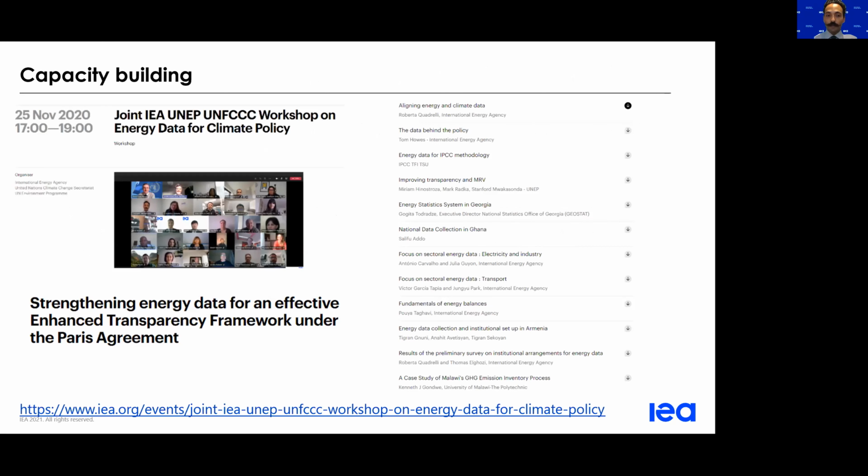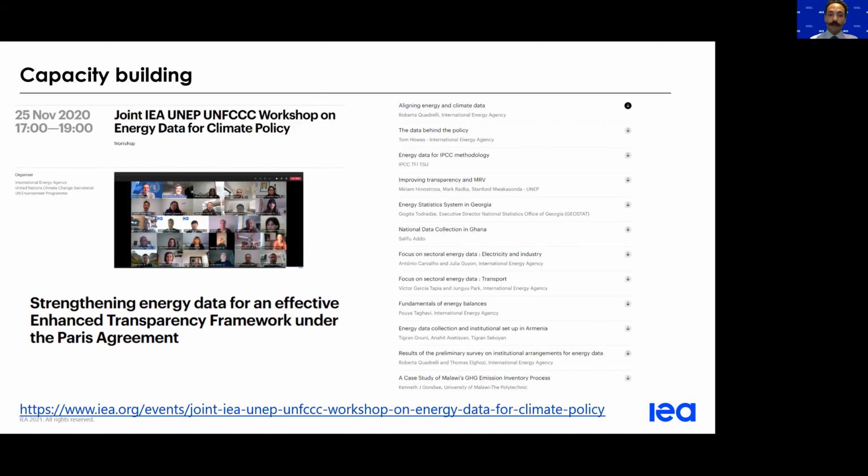Some of the other efforts that we have are capacity building efforts. We held a joint IEA, UNFCCC, United Nations Environment Program workshop on energy data for climate policy last November. The main goal and objective was to discuss with experts from developing countries how to further align the energy data used in the energy sector versus the climate mitigation sector. We have a dedicated page on our website for this workshop, which you can access by clicking on the link. And there are various useful presentations available, which you can easily download and have a look at for free.